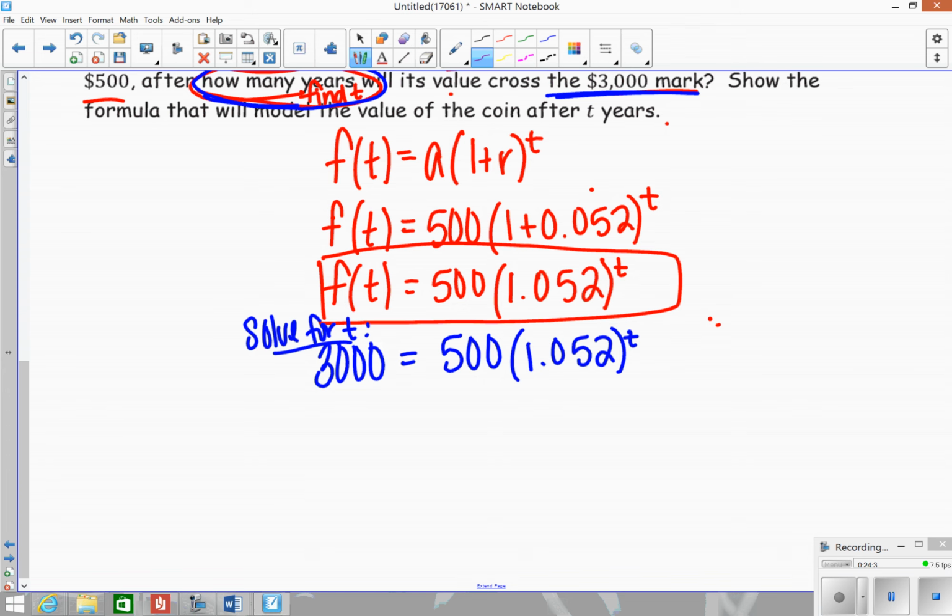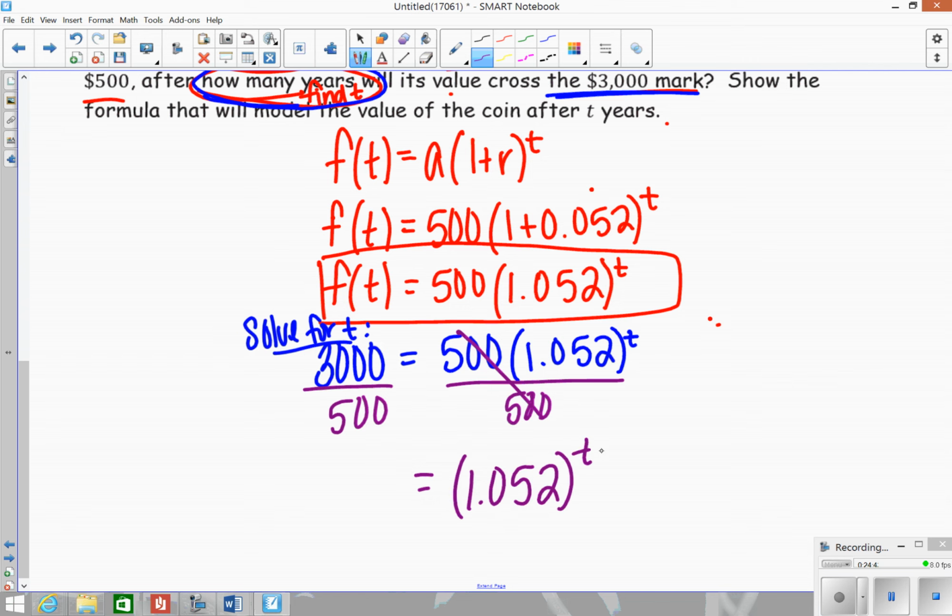So to simplify this, you can divide everything by 500, since you have a 500 in front. What this will do is cancel that out. So this side you'll just have 1.052 to the t. And on this side, you'll be left with 6, because you'll have 30 divided by 5. So now you have a much nicer equation to deal with. You're allowed to divide by 500 because it doesn't belong to that t. The 1.052 you can't divide out because that's being raised to the t power.